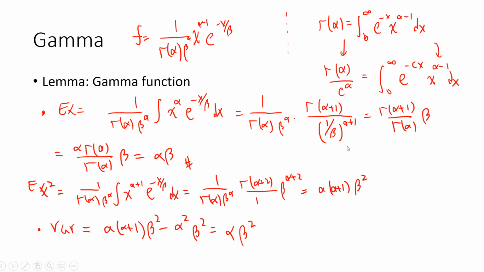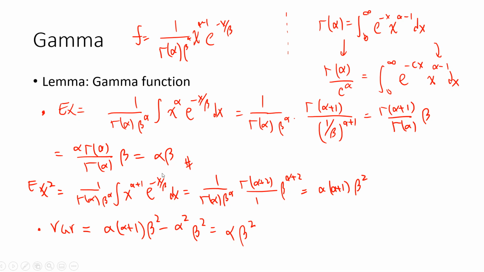I already wrote down the details. You start from here, and then you get alpha plus 1, and then you get this, alpha beta. And E[X squared] is almost the same as E[X], right? The only difference is just change alpha plus 1 to alpha plus 2 because there's x squared here. You use this formula, which just comes from the gamma function and the so-called change of variable. So you get alpha plus 1 beta squared.